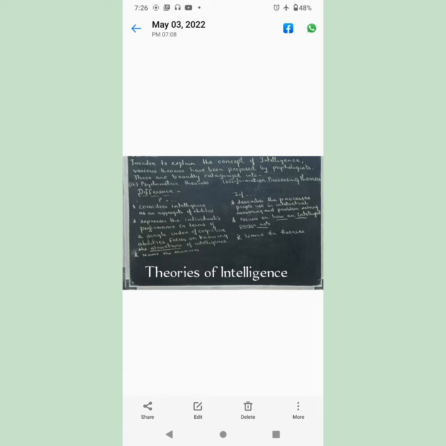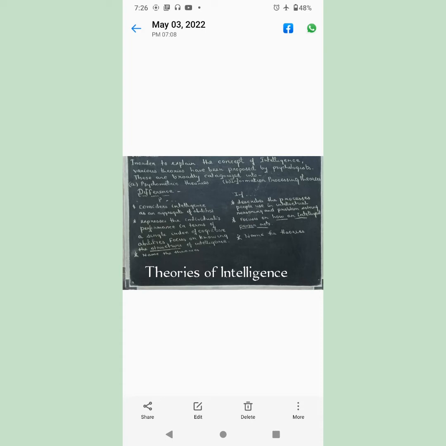Now this question comes for 2 marks: what is the difference between psychometric theories and information processing theories. So whatever I have explained just now, you can write that, and also add a point, that is, name the theories on both the sides.